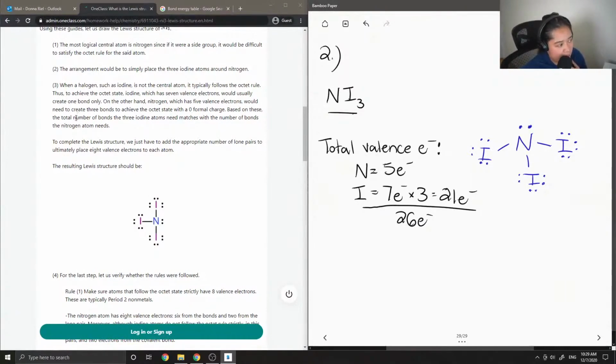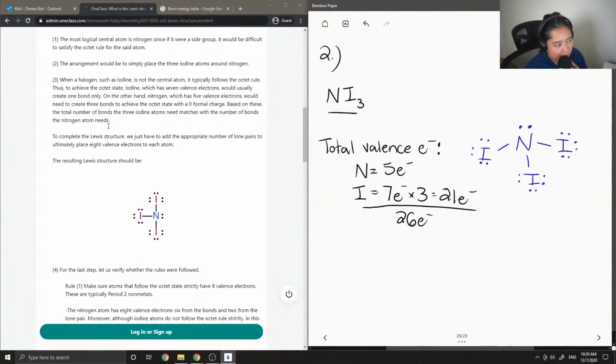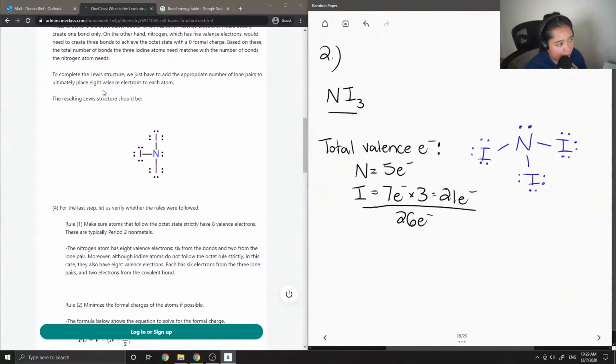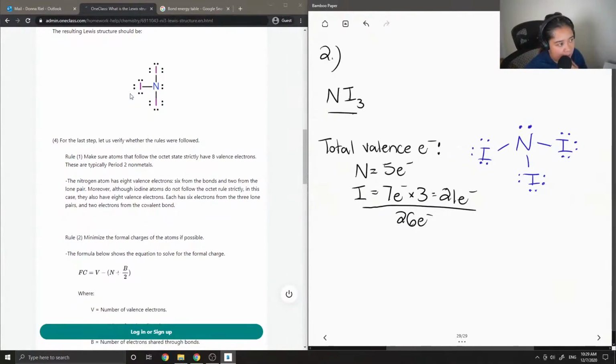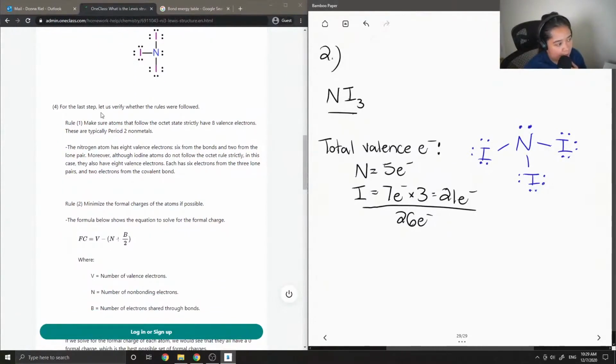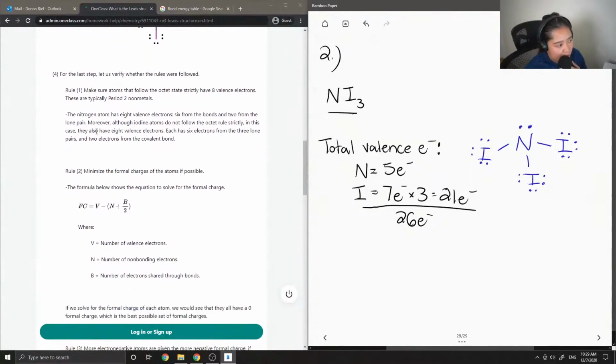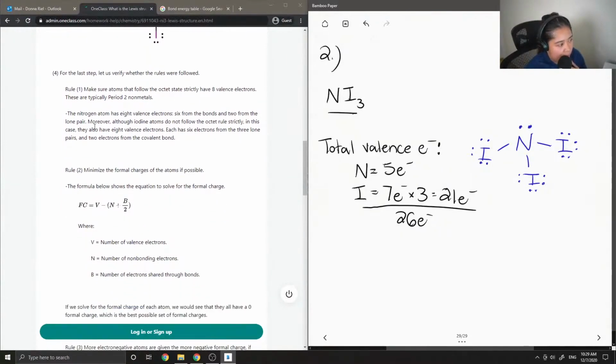Based on these, the total number of bonds the 3 iodine atoms need matches the number of bonds the nitrogen atom needs. To complete the Lewis structure, we just have to add the appropriate number of lone pairs to ultimately place 8 valence electrons to each atom. Okay, so they got the same Lewis structure I had as well. For the last step, let us verify whether the rules were followed. Okay, so they made sure of that.